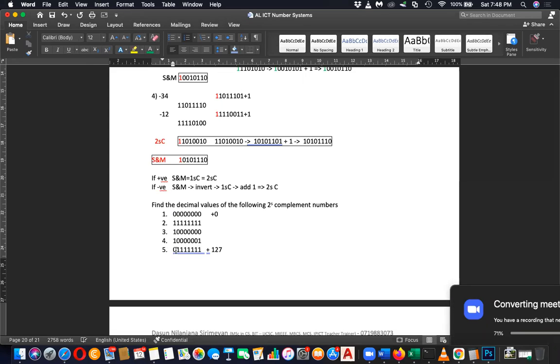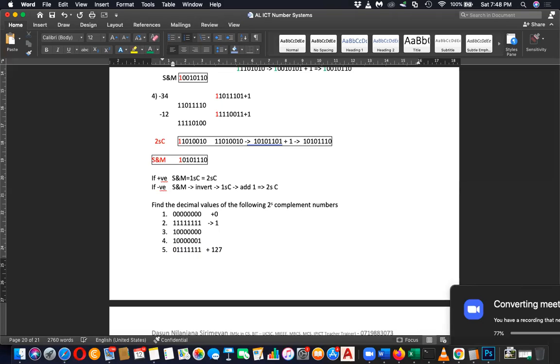The sign is positive. Then what you have to do? You have to add the numbers 1, 2, plus 4, plus 8, plus 16, plus 32, plus 63. Altogether is 127. So this one, you have to first invert.